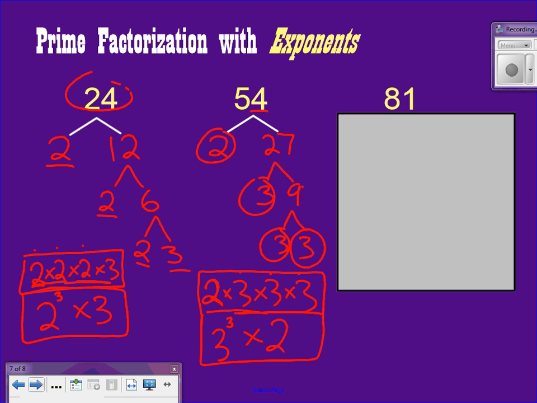So now I want you guys to try it out on your own with 81 here. First, do the prime factorization of 81, and then write it in exponent form. So pause the video and work it out on your own.